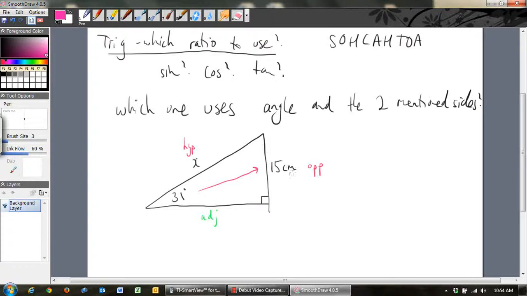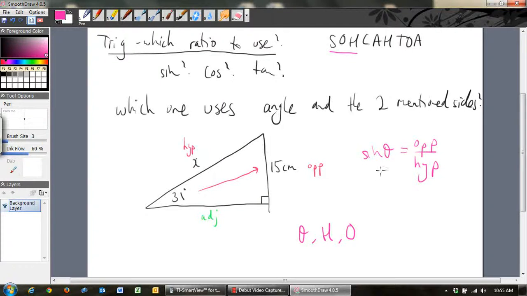So what is the ratio that has an angle, theta? Which one involves the hypotenuse, H, and also involves the opposite side, O? Which one involves those three? So this one here: sine theta is equal to opposite over hypotenuse, and bang, there it is. That's the one we want. Sine theta equals opposite over hypotenuse.